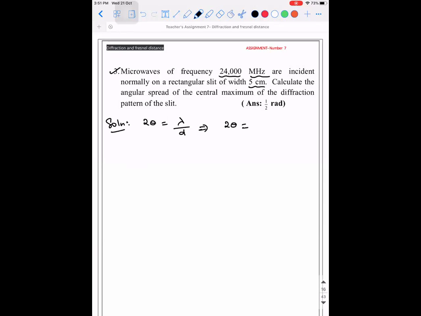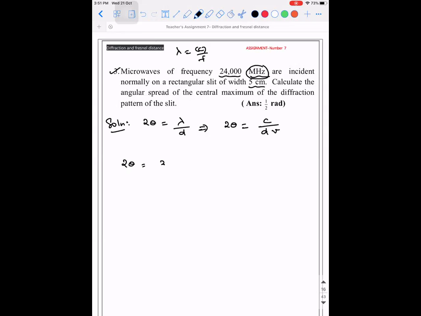So 2 theta is equal to, what is the value of lambda, guys? So what have they given? They have not given the wavelength, rather they have given frequency. So distance is equal to speed into time, so c divided by f. Lambda will be equal to c divided by f, c divided by d into v.